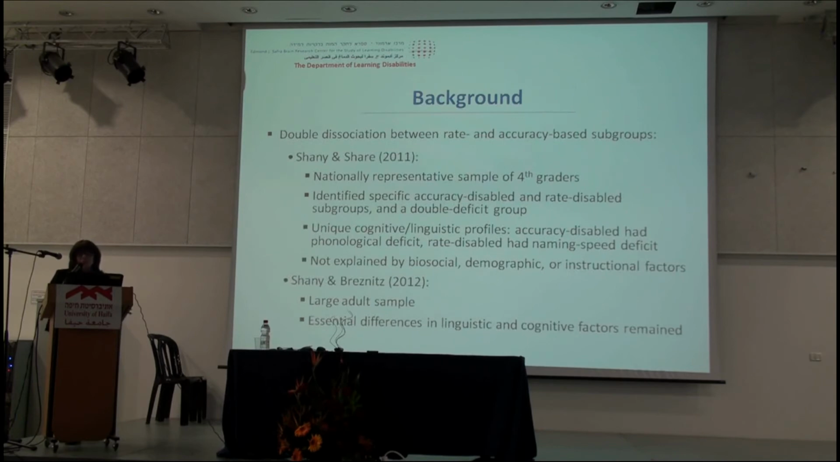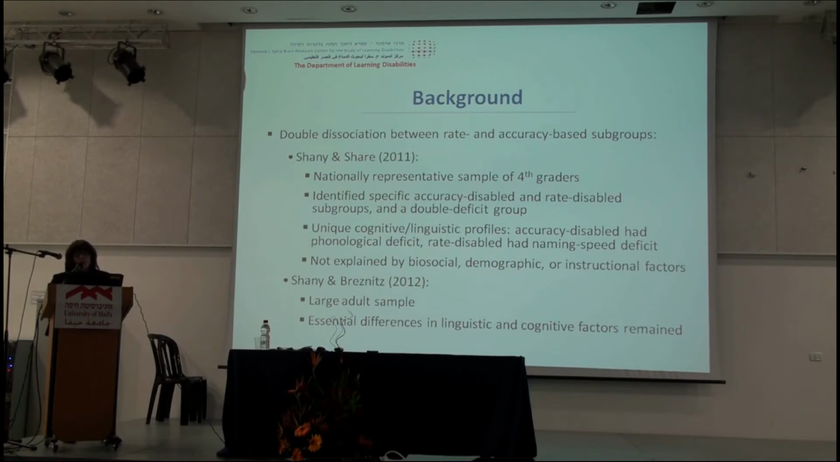The double dissociation between rate and accuracy-based subgroups was offered by myself and David Share in 2011. It was following the study by Lyytinen, I think, about Finnish readers, and they termed them hasty and hesitant readers. We, in our study, had a nationally representative sample of fourth graders, which were identified by specific accuracy disabled and rate disabled subgroups and a double deficit. I will not talk today about the double deficit group.